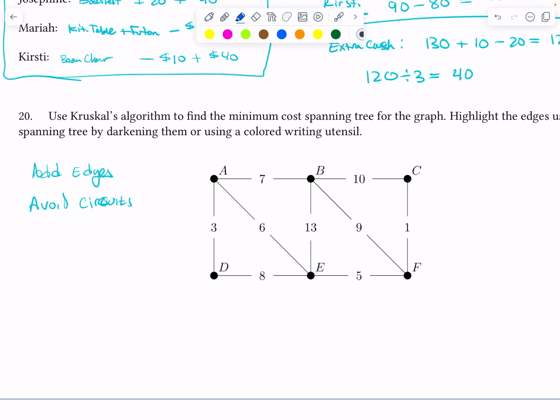So starting with the cheapest, we do this one first because it's the cheapest. Then we're going to do this 3 here. It's the second cheapest. Then we'll do this is the next cheapest. And then this 6 is the next cheapest. Wow, this is going to be done before we even start. And then this, we never even had the issue of a circuit. Now everything is connected with everything else, and we're done.